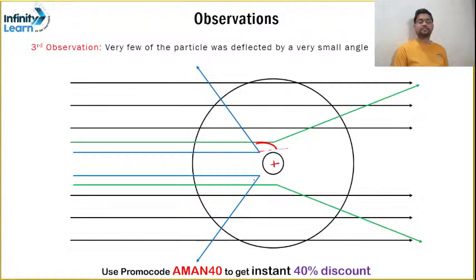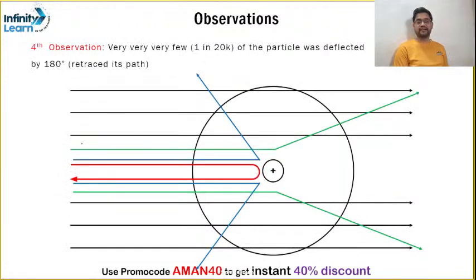This is the positive charge over here. And about 1 in 10,000 or 20,000 alpha particles was bounced back, retraced its path, something like this red color line. It came, bang on, direct collision, and it went back. So all this first of all gives us an idea that there is some positively charged species present that is causing this deflection. Why?